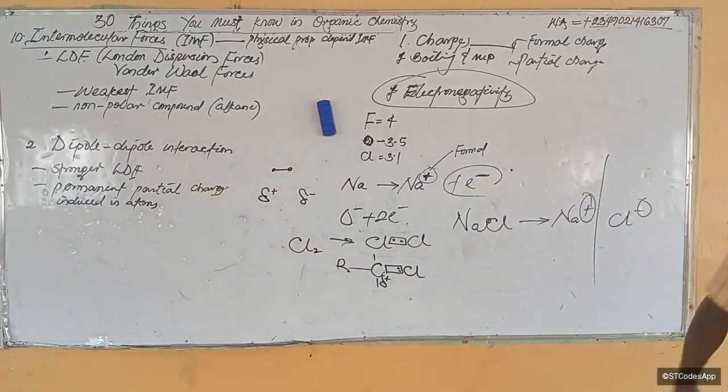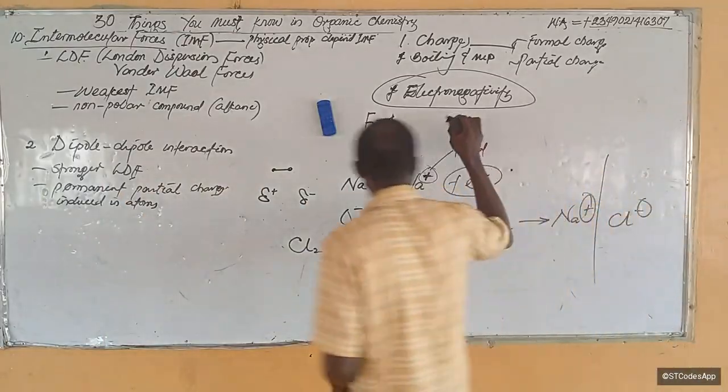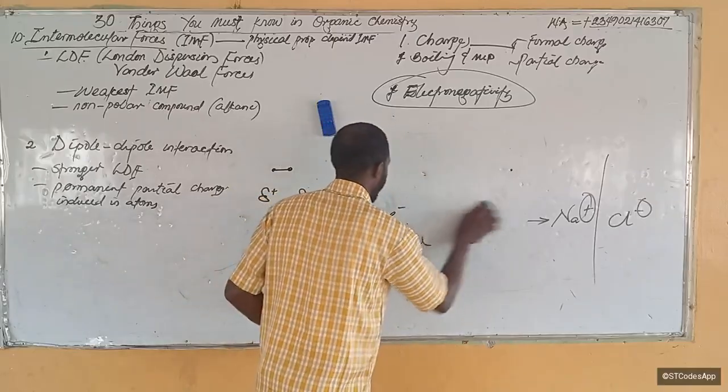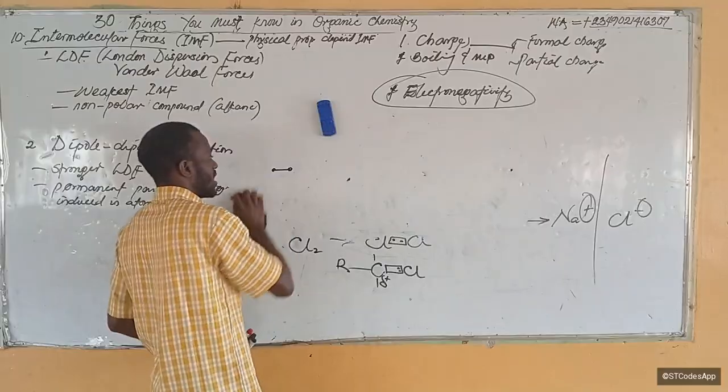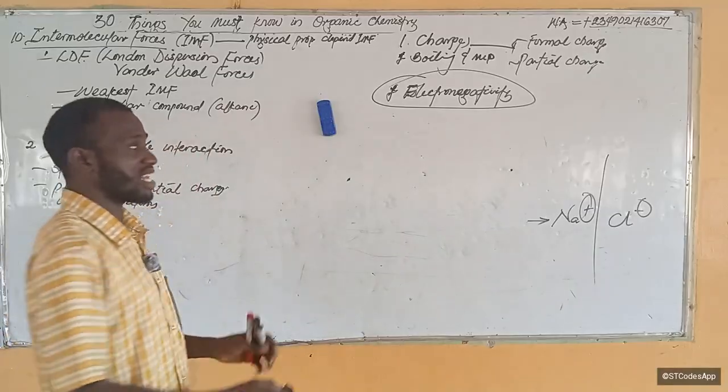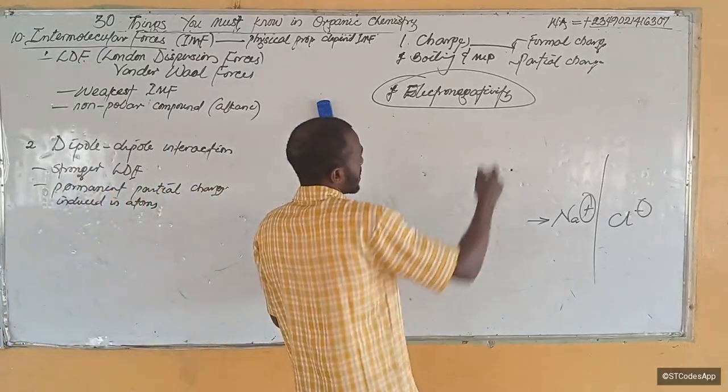Alright, so that is what electronegativity is. The pull on electron that an atom has. The ability of an atom to pull electron towards itself. That is the electronegativity of that atom. Now, so what is charge?